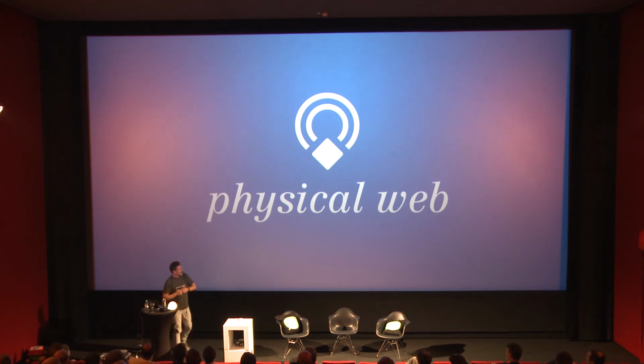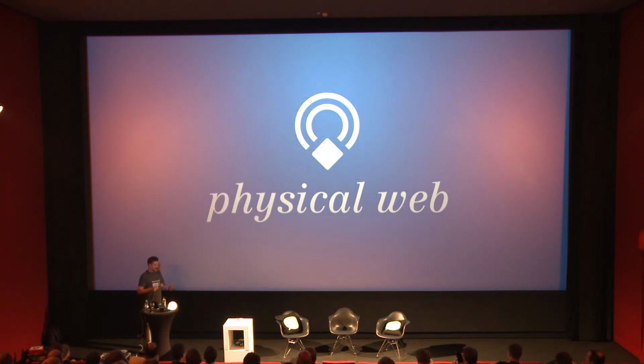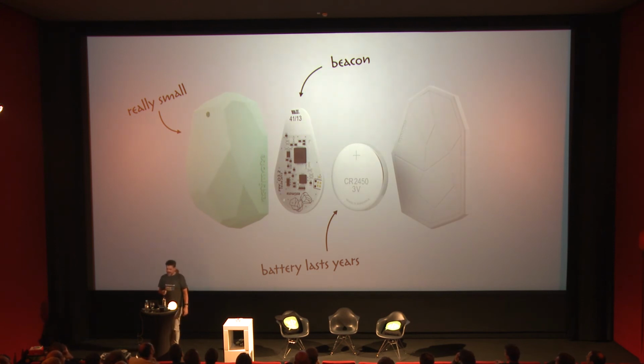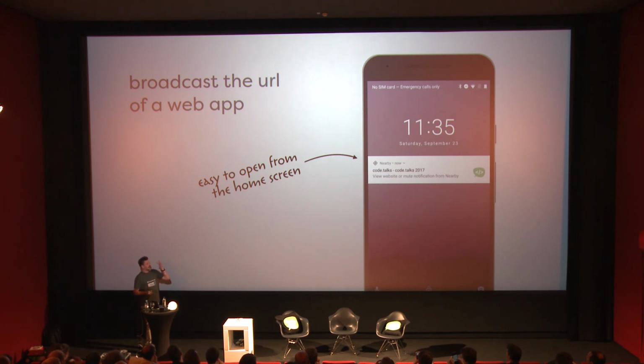Okay, a little bit more information. The physical web. Maybe you've heard of this. What does it have to do with WebBluetooth? Well, not that much, but maybe soon it will have something to do with it. Physical web is basically a Bluetooth beacon. It's really small. Battery lasts literally for years. And it sends a URL to your phone. So if you have an Android device, you can get a notification like this.